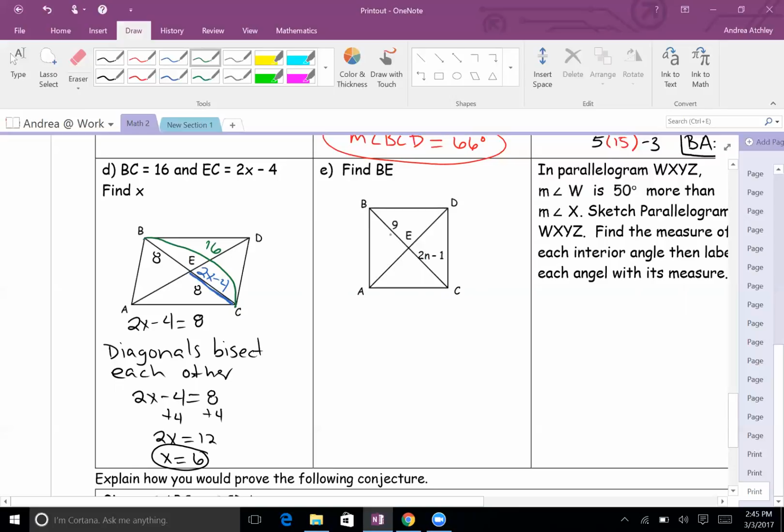Find BE. What's BE? BE equals 9. Sorry, you don't need a line above it. Okay, any questions over this?